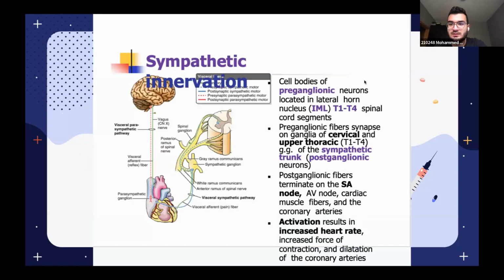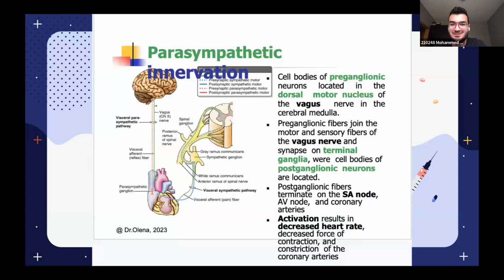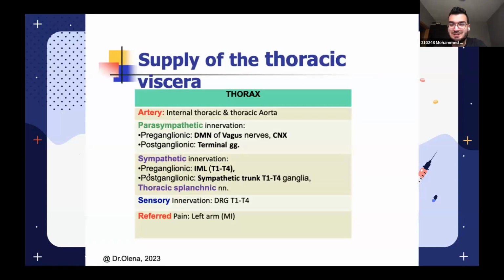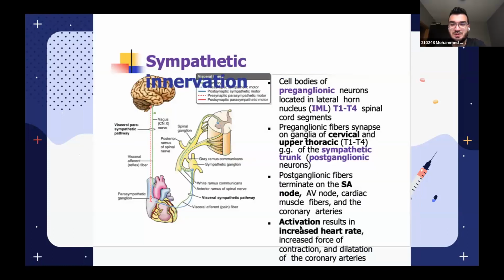Okay, you can see it here. Why can't the answer be two? It can be two as well. I put that out there on purpose to see if you guys would choose one of the two. Both of them are sympathetic nerves. As you can see on the table here, you have the thoracic splanchnic and the intermediolateral nucleus. All of them control the sympathetics. I put it there to see if someone would notice it. I was going to mention it when I go to the next slide. So both of them, one and two, are sympathetic. All of the sympathetic causes increase in heart rate, increase in force of contraction, and dilation of the coronary arteries.